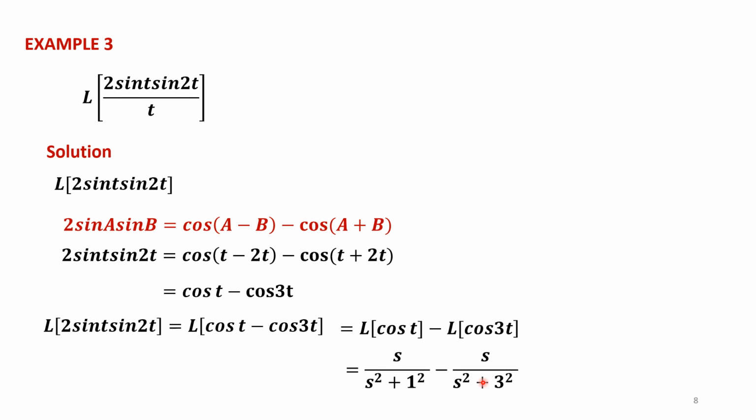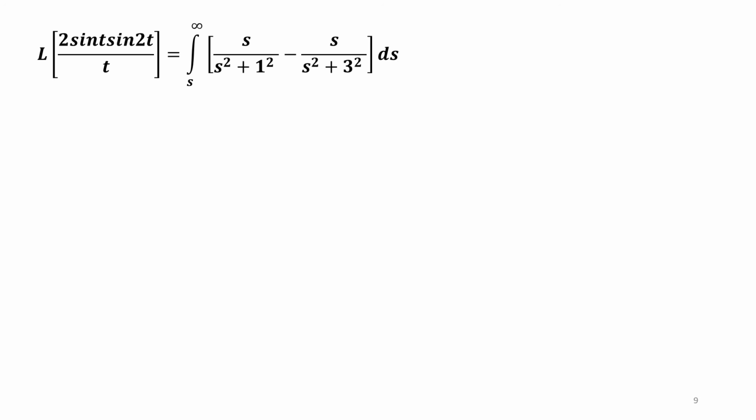So what is our aim? Calculate the Laplace transform of the numerator. But in the numerator, we are having a product of two trigonometric functions, so we cannot apply the Laplace transform directly. So making use of trigonometric formulas and reducing this to cos t minus cos 3t, then taking Laplace on both the sides, we get s upon s square plus 1 square minus s upon s square plus 3 square. So for L of 2 sin t sin 2t, we got the answer as s upon s square plus 1 square minus s upon s square plus 3 square.